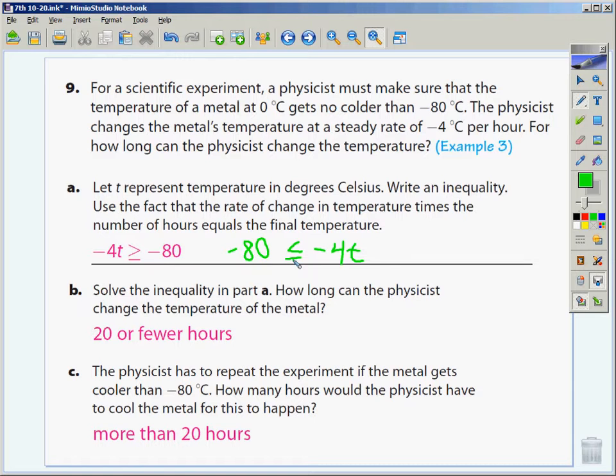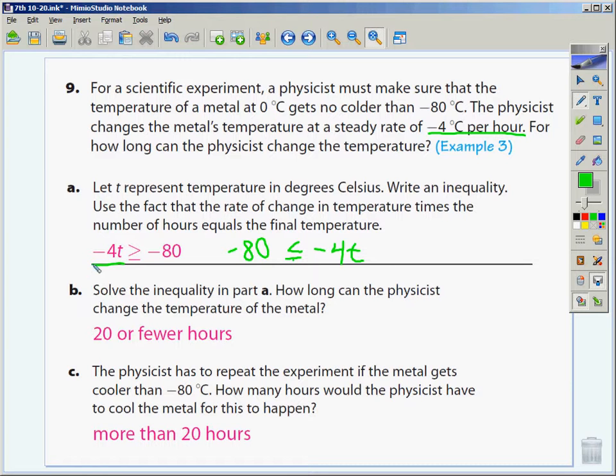And it says 4 degrees per hour. That's why it says a negative 4t. That's where the equation came from. What would I do to solve that equation when I see it like that?